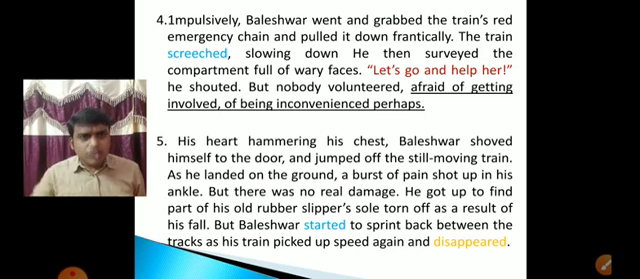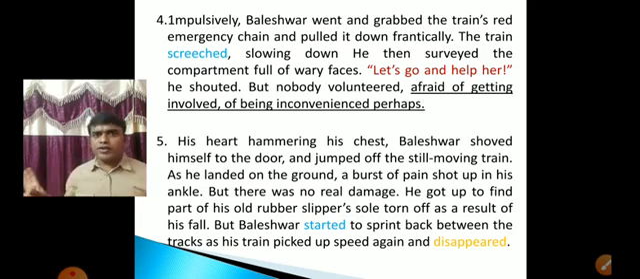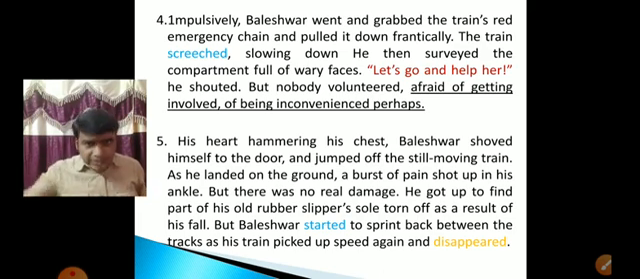And he shouted, "Let's go and help her." Everyone is looking at him in a different way, children. They are giving him a different look. So then he shouted, "Let's go and help her." Who said this? Baleshwar. Who is the "her" here? Roma Talreja. What happened to her? She was fallen by the track.